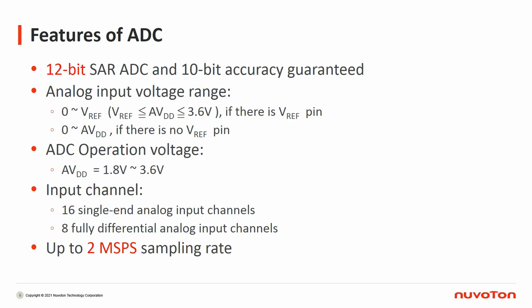Therefore, the analog input voltage to be measured would be ranged from 0 to VREF if VREF is defined. Else, the input voltage would be ranged from 0 to AVDD. In addition, the AVDD is from 1.8 volts to 3.6 volts. The input channel could be 16 single-end analog input channels or 8 fully differential analog input channels. The differential channels can be used for a comparator. Also, the sampling rate is up to 2 million SPS, which means 2 million sample times per second.